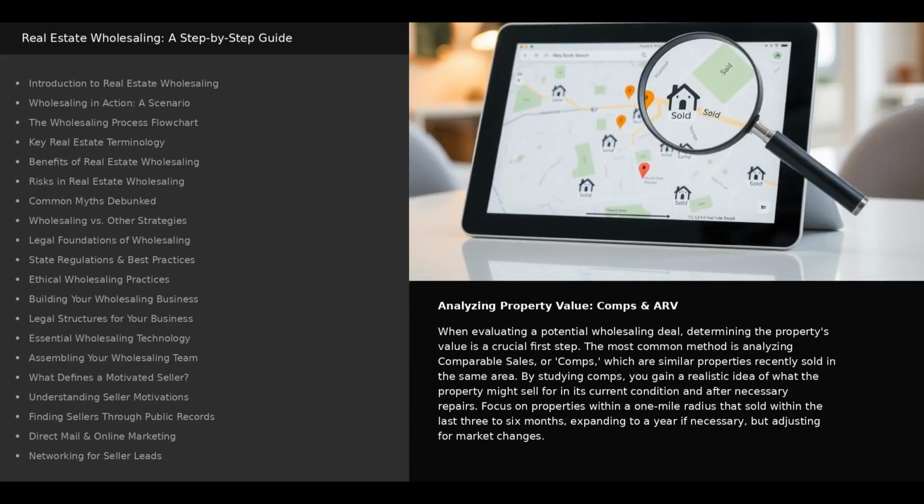Analyzing property value, comps, and ARV. When evaluating a potential wholesaling deal, determining the property's value is a crucial first step. The most common method is analyzing comparable sales, or comps, which are similar properties recently sold in the same area. By studying comps, you gain a realistic idea of what the property might sell for in its current condition and after necessary repairs. Focus on properties within a 1-mile radius that sold within the last 3 to 6 months, expanding to a year if necessary, but adjusting for market changes.